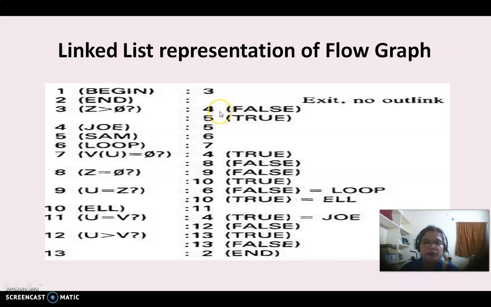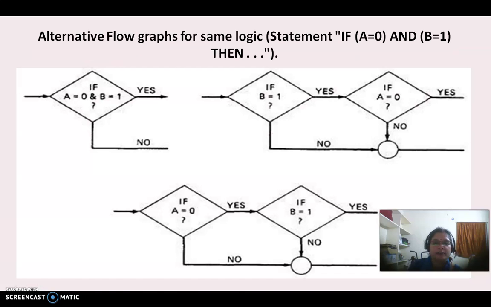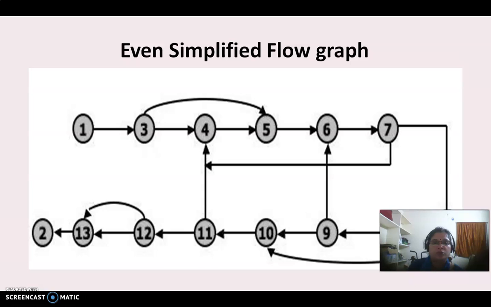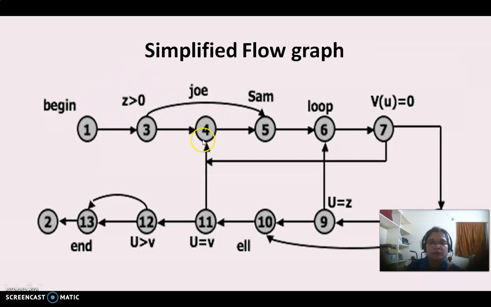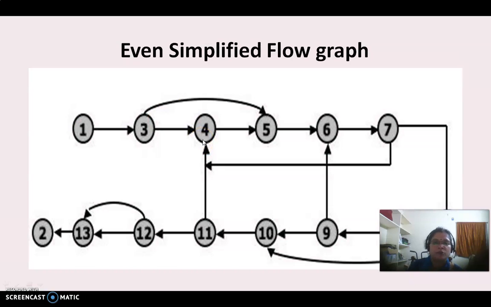Whenever it is false, it is going towards node number 4. So the decision can have two values, and we have to represent both the true and false values. If true, it goes to one side; if false, it goes to another side. And statement number 4 is a Joe here.